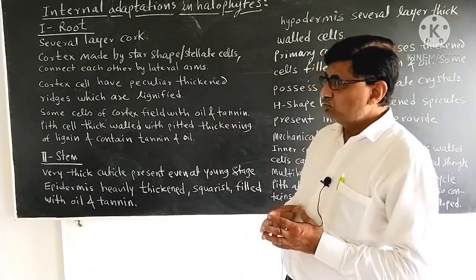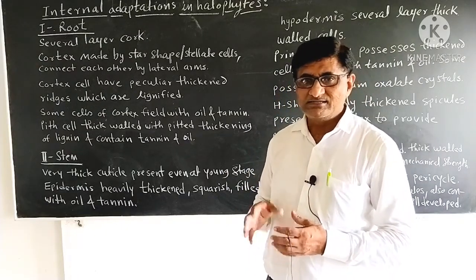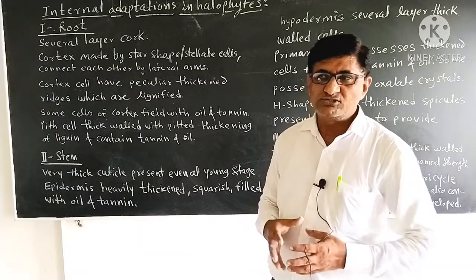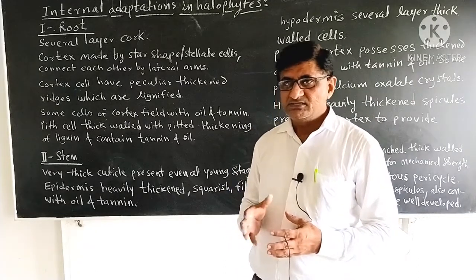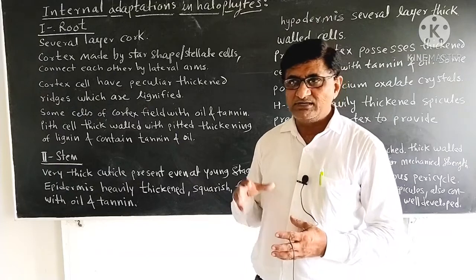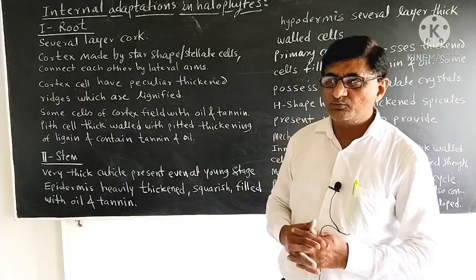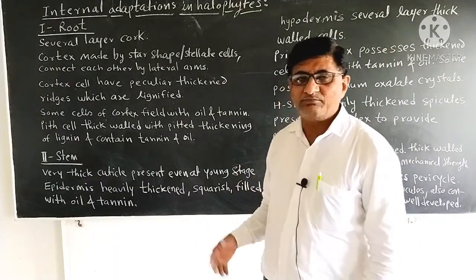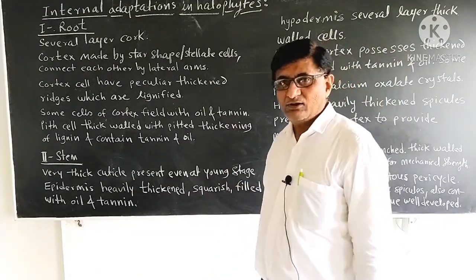There are two kinds of roots seen in most of the halophytes. Some roots are underground, they are subterranean roots, and some roots are aerial roots, they are called pneumatophores. The subterranean roots are of stilt root or prop root kind. They are produced for giving more mechanical support to the halophyte. So we will see the internal adaptations in the subterranean roots of the halophytes.